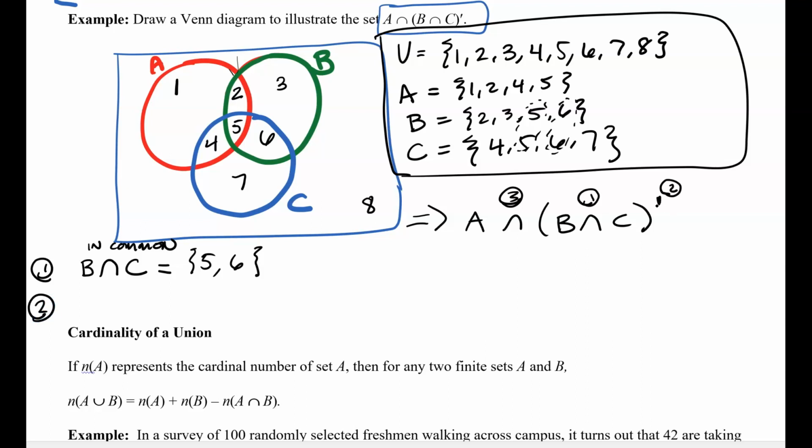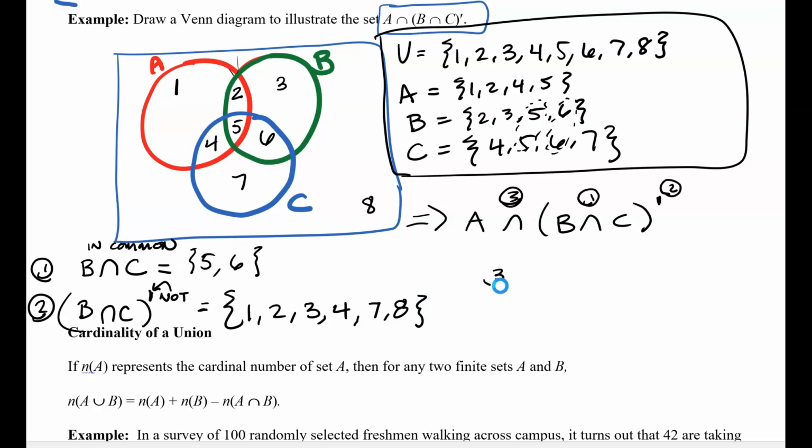Step 2 is I'm going to find the complement of that. So what is not in the set B intersect C? If B intersect C is 5, 6, then the complement of that would be all the other numbers except 5, 6. So 1, 2, 3, 4, skip 5 and 6, 7, 8, okay? And then step 3 is going to be to intersect that set with A. I'm just going to write that down over here so we can clearly see it. And then A is 1, 2, 4, and 5.